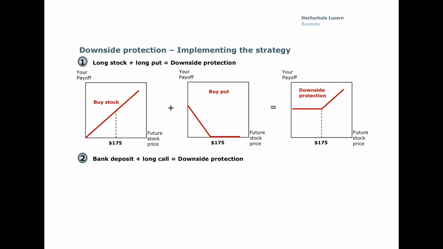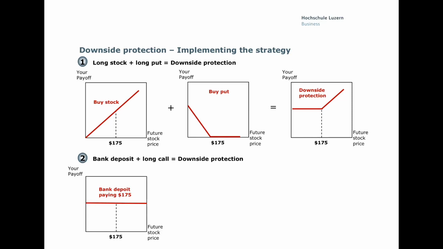Previously, we have seen how put options can be used to provide downside protection. The same result can be obtained by combining a long position in a call option and a bank deposit. In order to understand why this makes sense, let us again study the corresponding payoffs. The first diagram in the second row shows the payoff from placing the present value of $175, which equals the exercise price of the call option, in a bank deposit. Regardless of what happens to the price of the stock, your bank deposit will pay off $175.